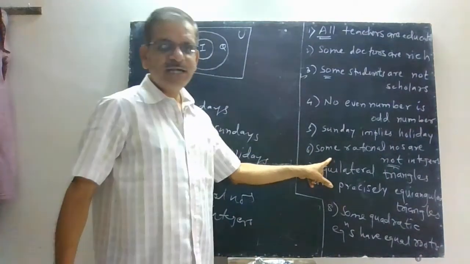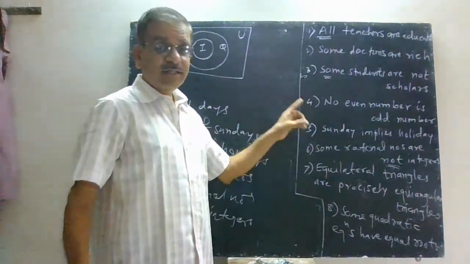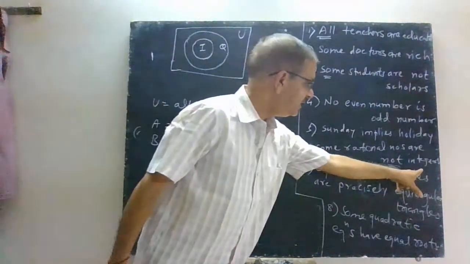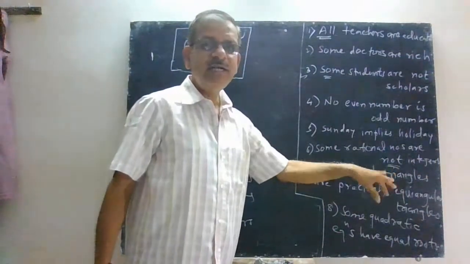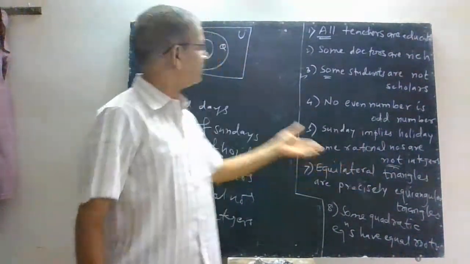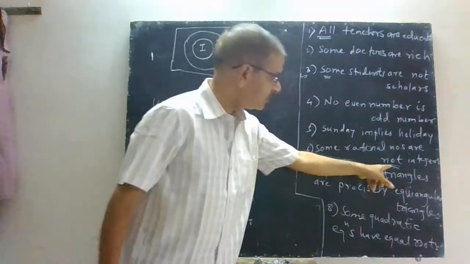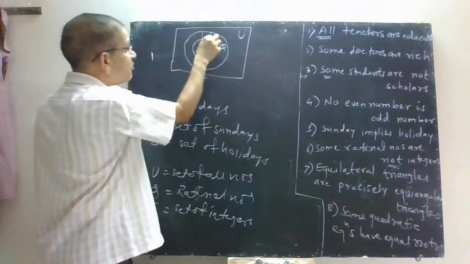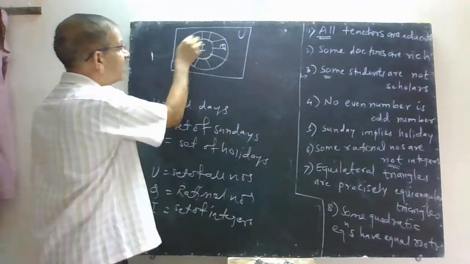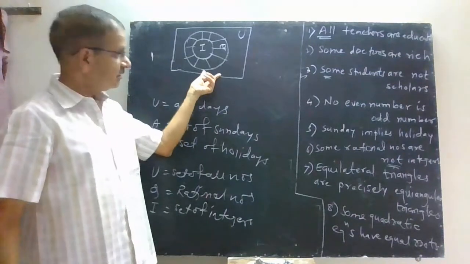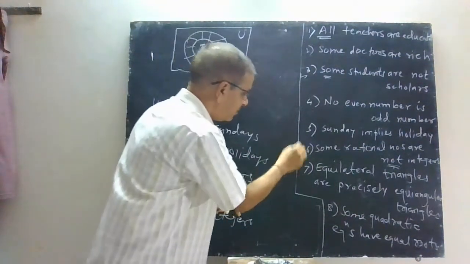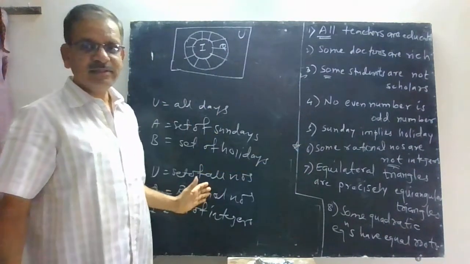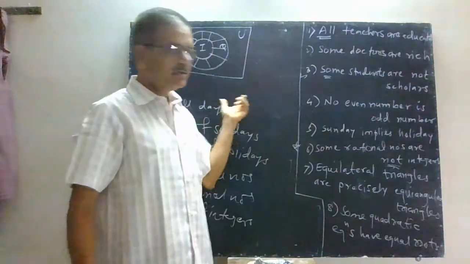Though the statement starts with some, we cannot make one intersect the other, because its meaning is that the integers are all within rational numbers. All integers are actually rational numbers. So you have to show which are not integers. These are integers. So this portion is actually what you have to shade. So this is an example which is not an example of the first type. When it is some, the two sets are intersecting.